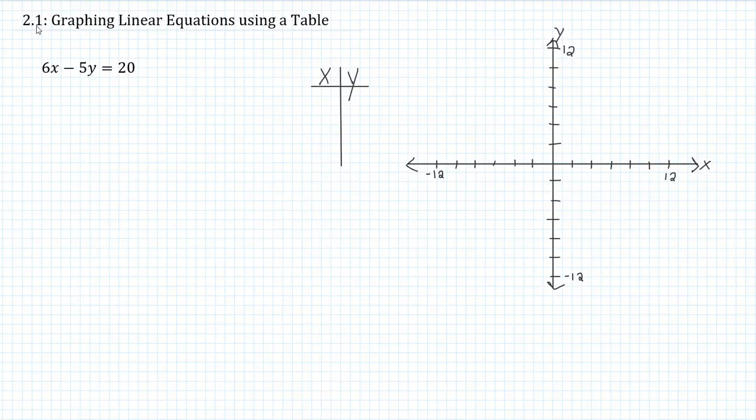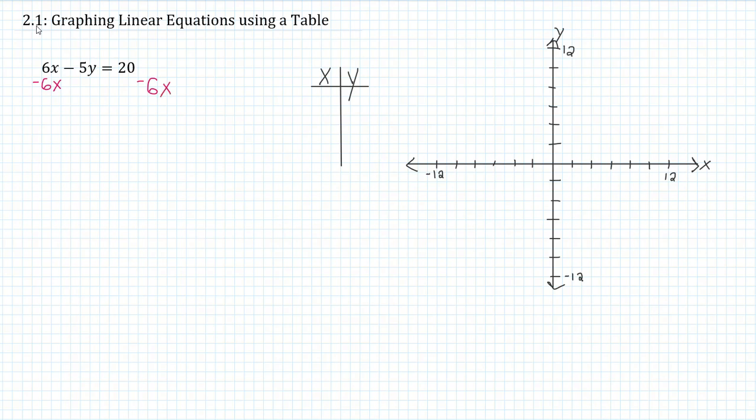I have another problem for you. 6x minus 5y is equal to 20. Unlike the first problem we worked with, this equation is not already solved for y. So I'm going to subtract 6x on both sides to begin that process. I want to isolate y on one side of the equation. It makes it easier to work with input and output values.